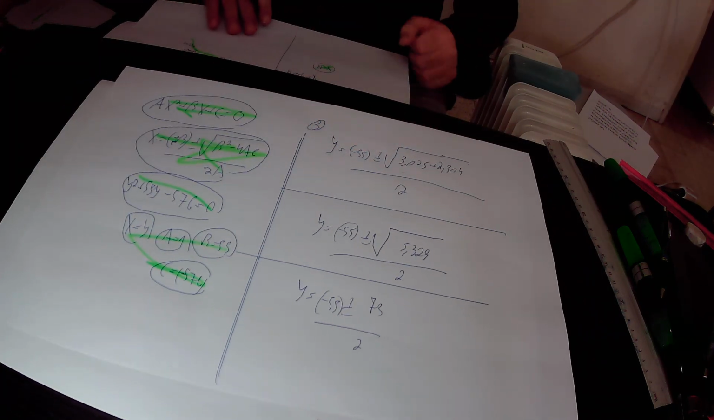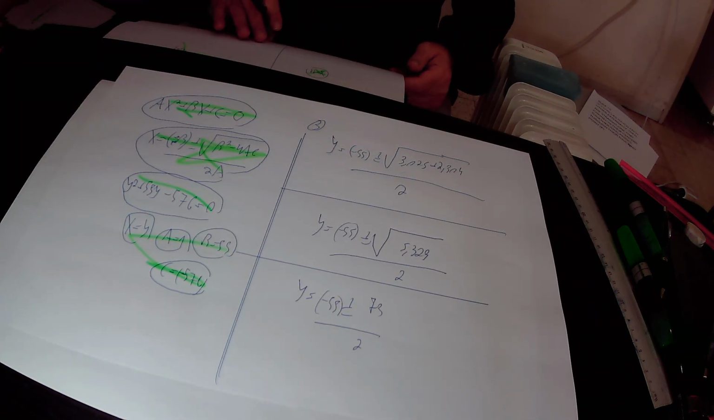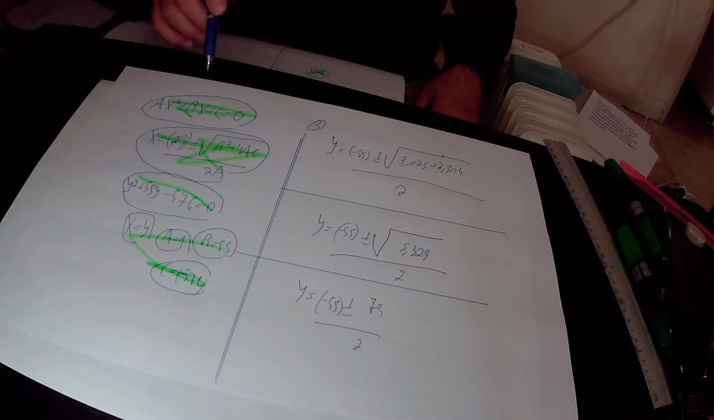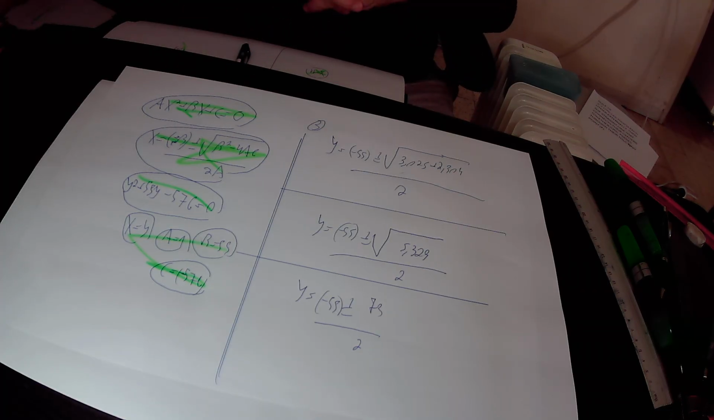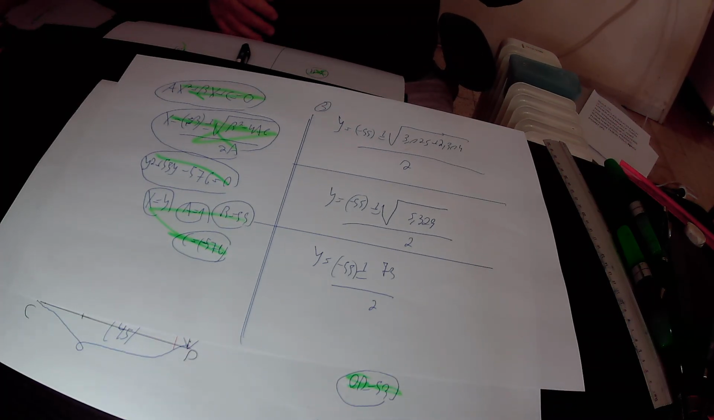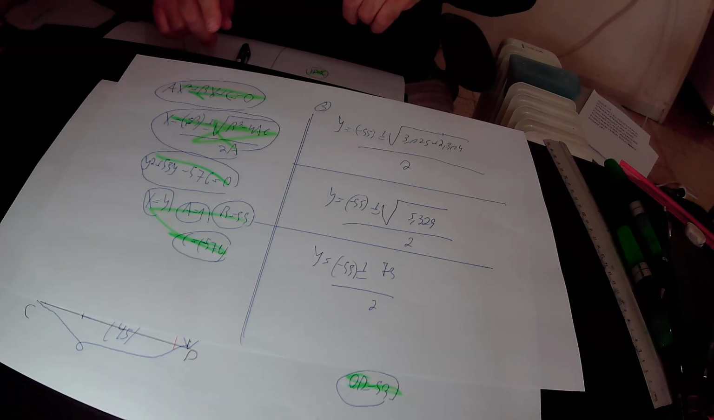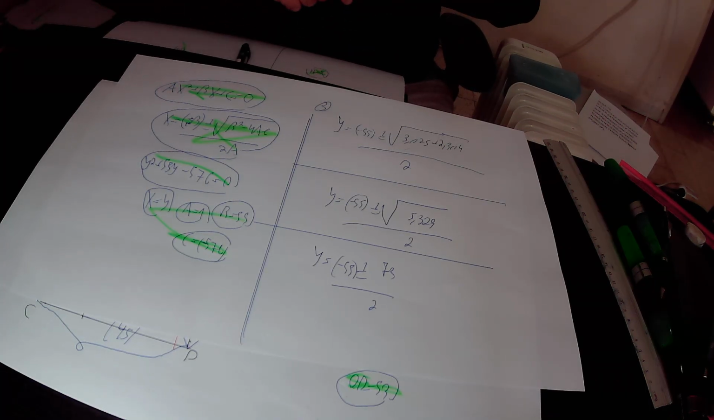Ax squared plus bx plus c equals 0. In this general formula, a, b, and c are the coefficients of the quadratic equation, and x is the variable that we are looking for. We find the value of x according to the following formula: x equals minus b plus or minus the square root of b squared minus 4ac, all over 2a. So we find the value of x according to this formula.